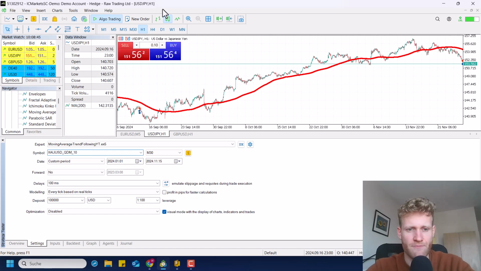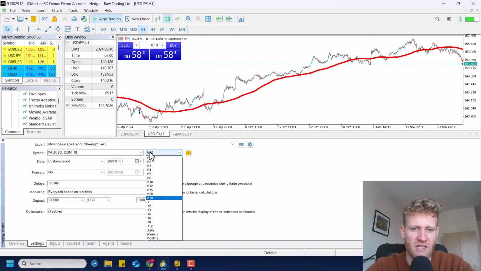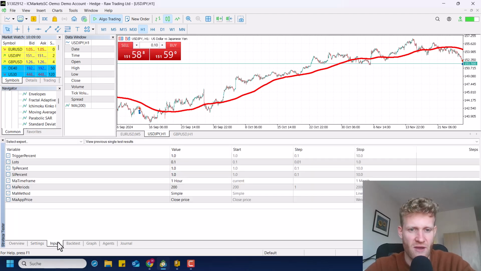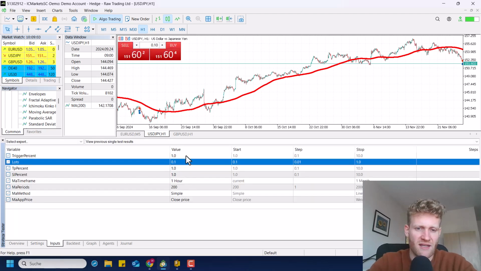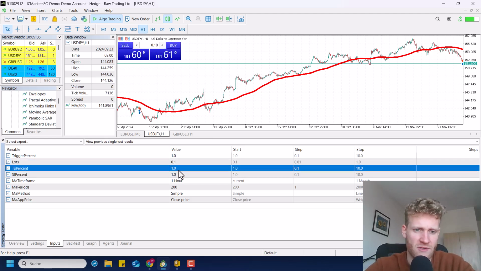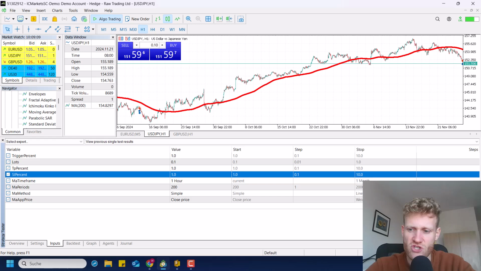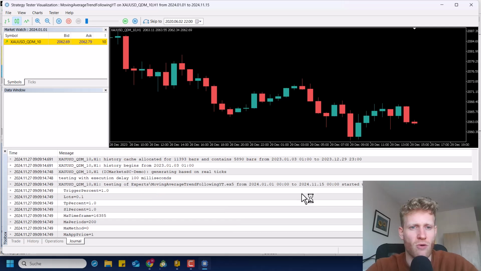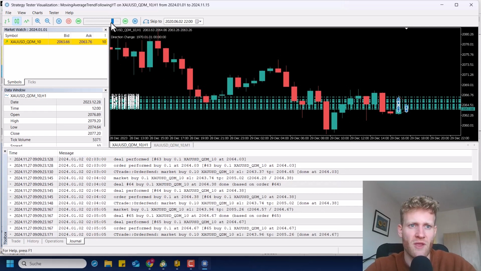I can use pretty much any market, any symbol, to test. This is just an easy functionality test, so I'll just test the current year. The time frame should be either H1 or M1, because these are the time frames that we use. Then trigger percent, let's keep it at 1, lots 0.1, TP percent 1, SL percent 1, just to check if the program is working. If I give it a go by clicking on Start in the lower right corner, it will simulate this program on historical data for gold for the current year.